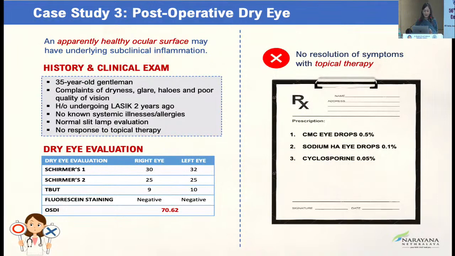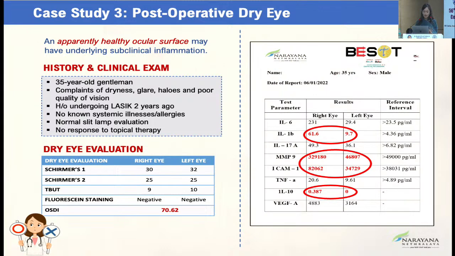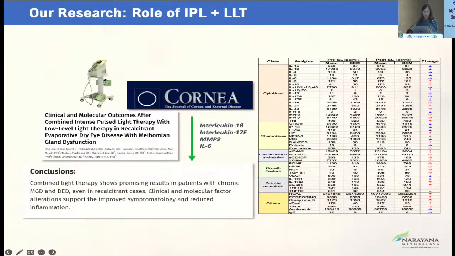This is a patient who is two years post-LASIK. The tear film metrics are on the normal side, but the OSDI, the discomfort, is extremely on the higher side, and he has used all the drops in the world. So when we did the test, we saw that MMP9, which cyclosporin works on, and apart from that, IL-10 and IL-1 beta are also on the higher side.